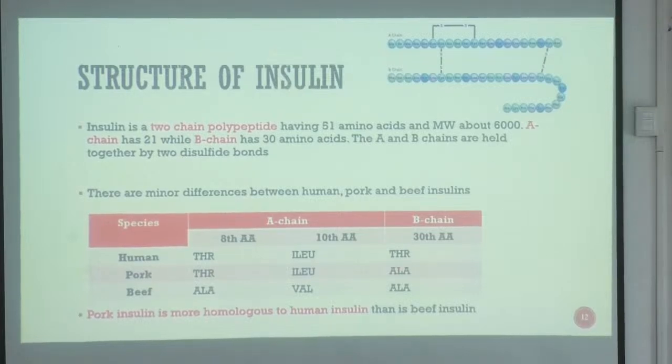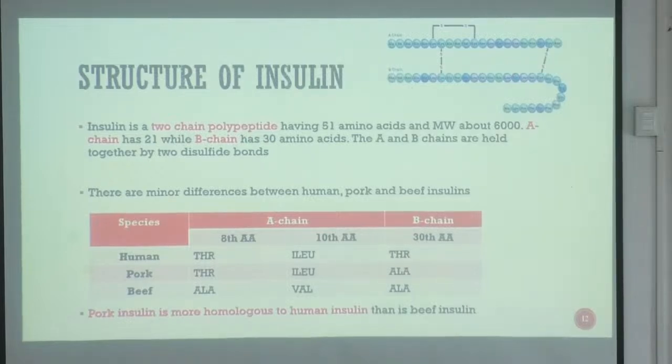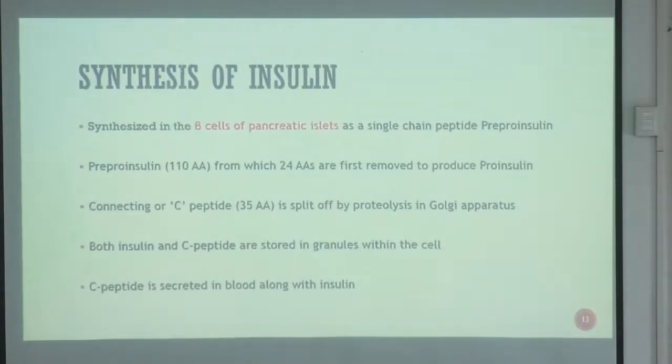So what is to be noted here is that pork insulin more or less resembles human insulin, and hence it is less immunogenic compared to the beef insulin.